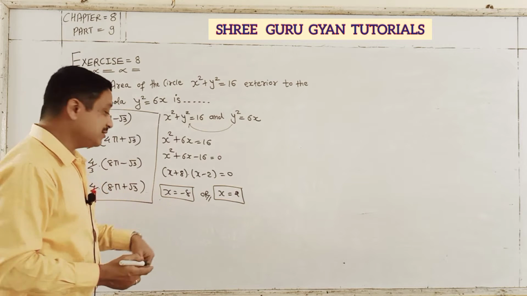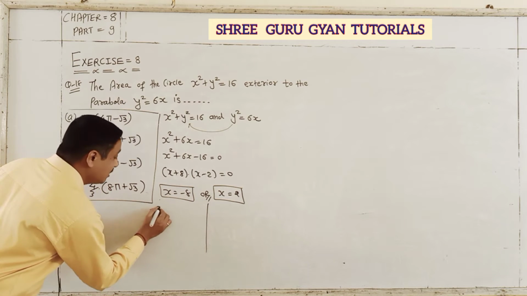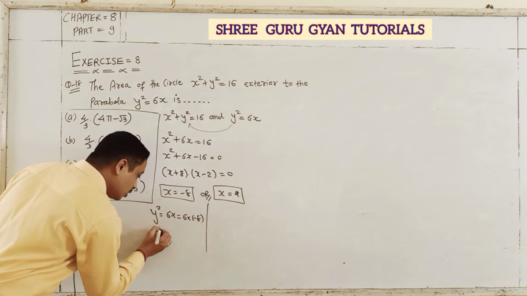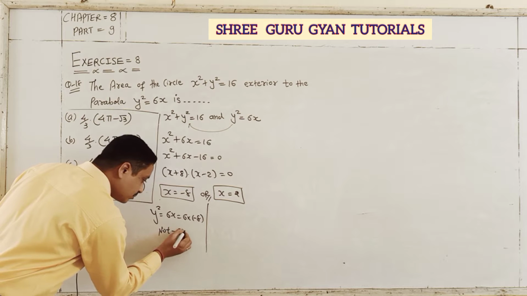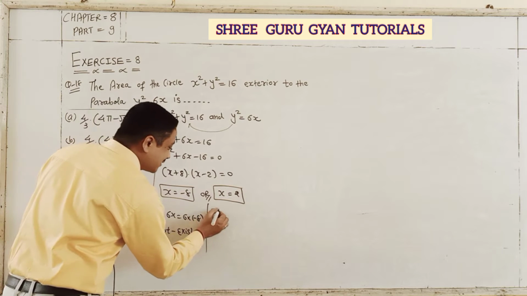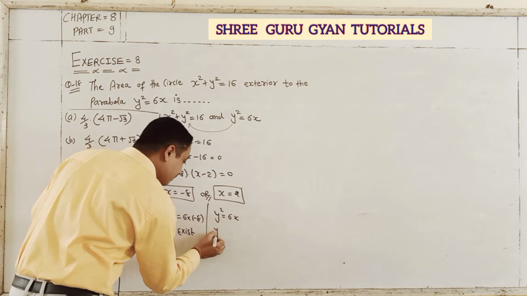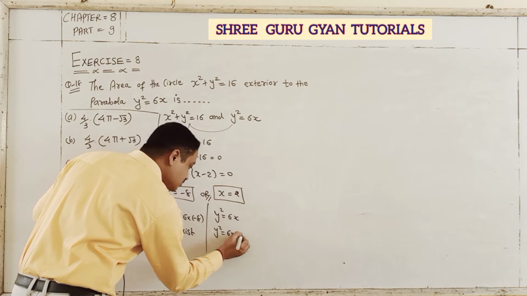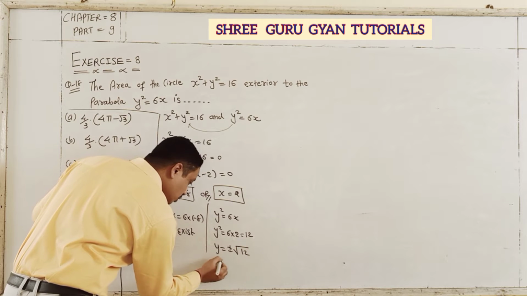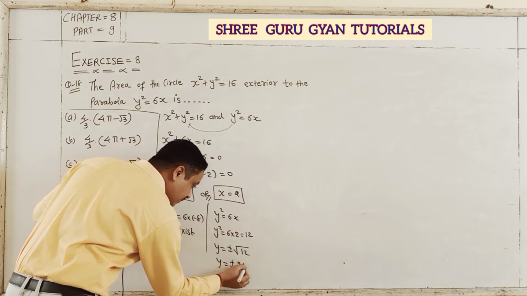Now here, is it possible to take x is equal to minus 8? No, it is not possible, because 6 into minus 8 does not exist. Square value is never negative, and y square is equal to 6x. For x equal to 2, 6 times 2 is 12, I mean y is equal to plus or minus root 12. Root 12 means plus or minus 2 root 3.